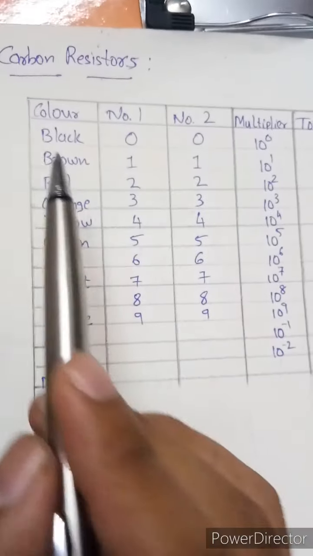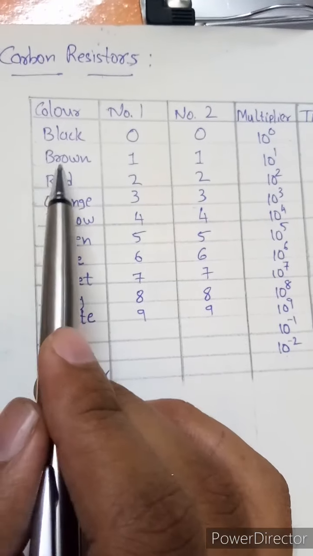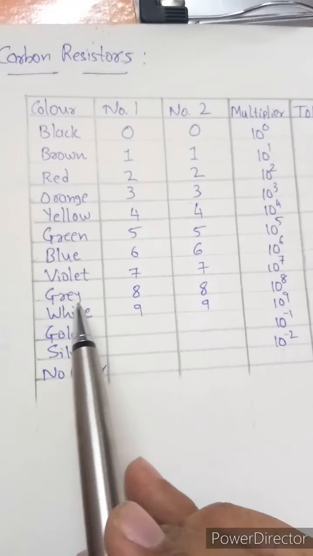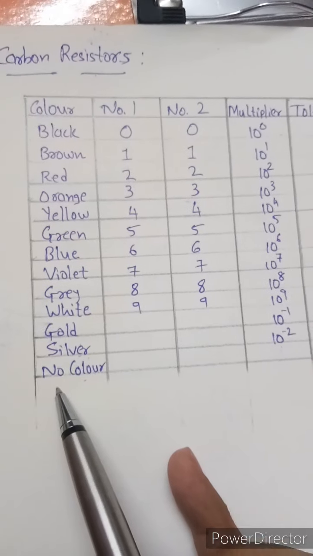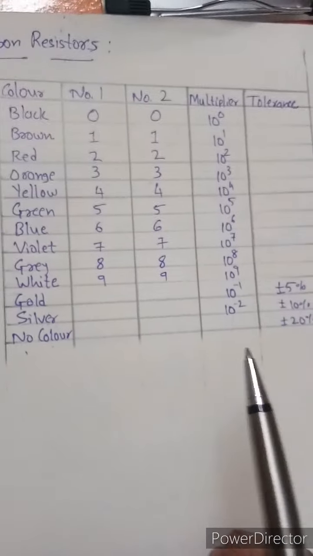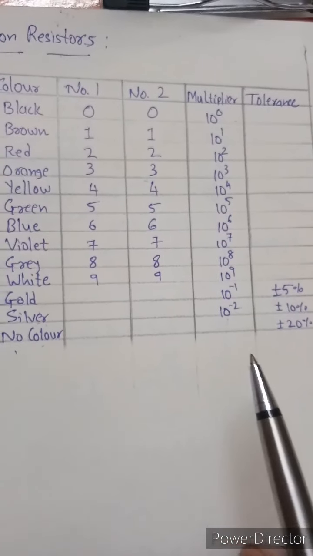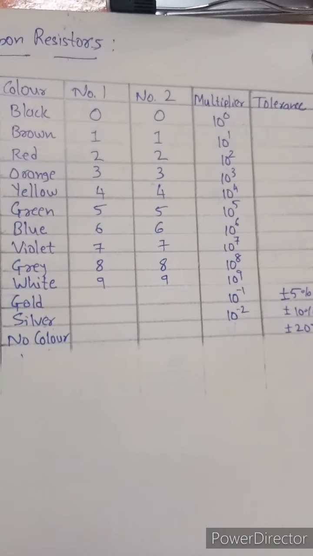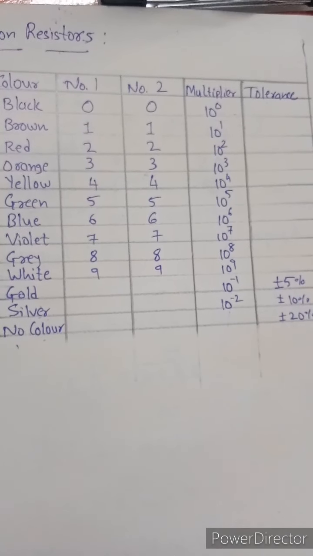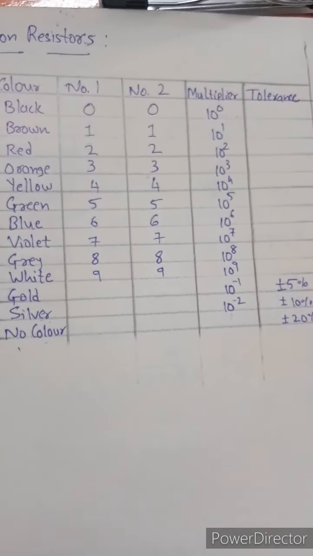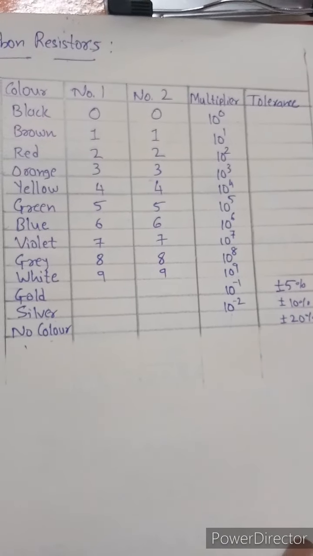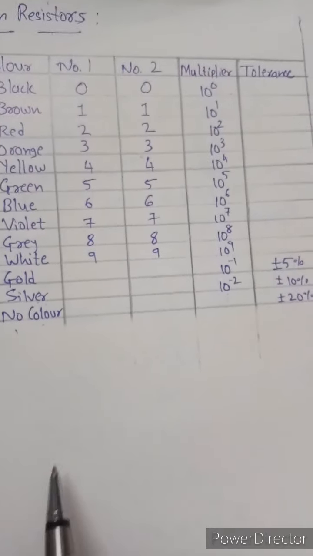So the first colors are black, brown, red, orange, yellow, green, blue, violet, grey, white, gold, silver and no color. So now the question is, how can you find the resistance of the resistor by just looking at that resistor? For that, let us take an example.